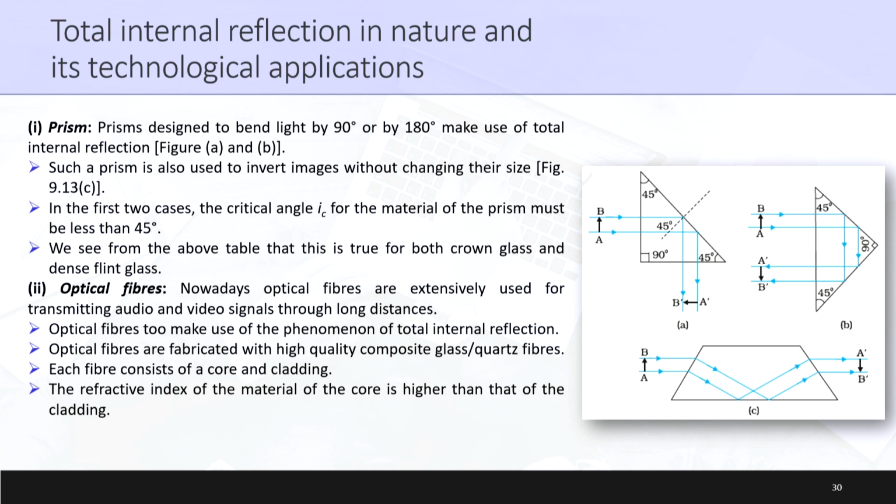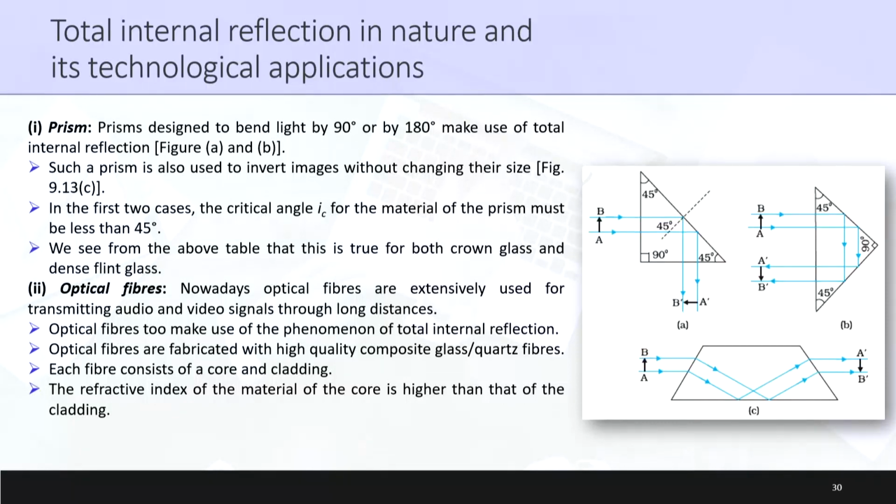Prisms designed to bend light by 90 degrees or by 180 degrees make use of the total internal reflection concept. What does a prism do? The phenomenon which a prism uses is nothing but total internal reflection. Such a prism is also used to invert images without changing their size, for example in figure C. As you can see, even if the figure is not changed in size, you can invert the images. So, how is the inversion being done?